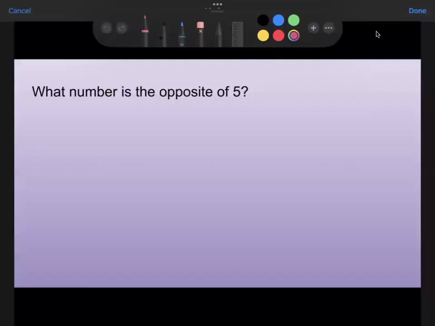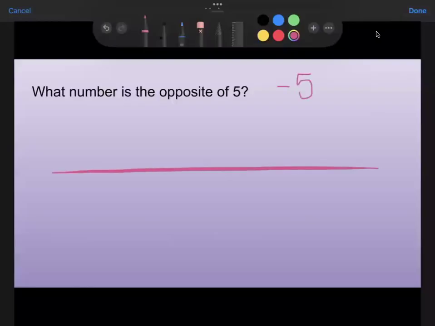Okay, here's our next example. What number is the opposite of 5? If you want to use the shortcut, you know that just changing the sign of the number that you're given will give you the opposite. So the opposite of a +5 is a -5. So the answer to this should be -5.